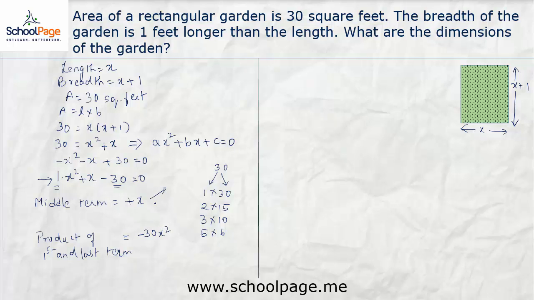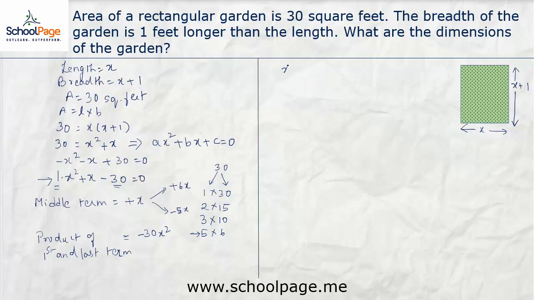Now we have to split the middle term and write it as two terms. The two terms have to be written from the factor pairs of 30 which we already found. We have to find one factor pair whose sum gives us plus x and product gives us minus 30x square. We can use 5 into 6, because this factor pair can be written as minus 5x plus 6x, which will give us plus x, and 6x into minus 5x will give us minus 30x square.